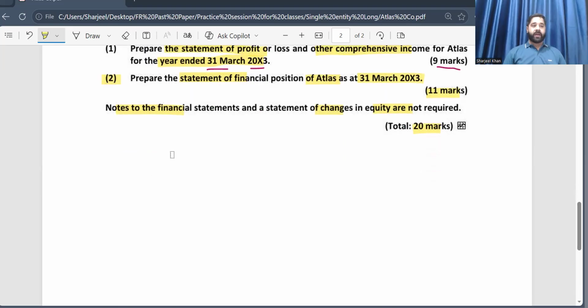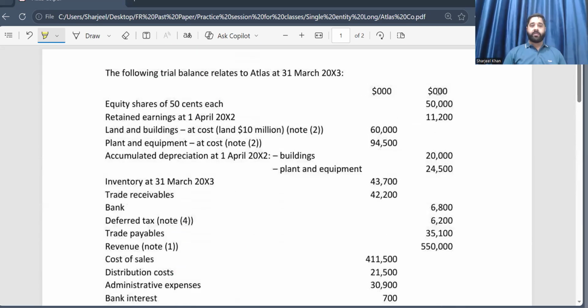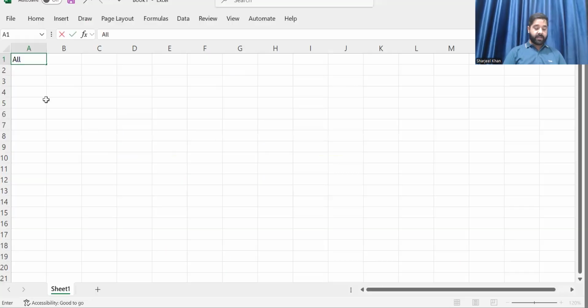The year end is 31st March 20x3. No note is provided by the examiner that all the working to the nearest $1,000. But if you look into the trial balance, all the working here are to the nearest $1,000, right? So first, we have to tell our examiner that all working are to nearest $1,000, right? As we already read the requirement, now we have to prepare the structure.